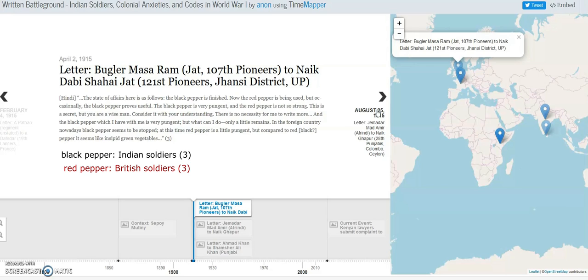But what can I do? Only a little remains. In the foreign country nowadays, black pepper seems to be stopped. At this time, red pepper is a little pungent, but compared to black pepper, it seems like insipid green vegetables."